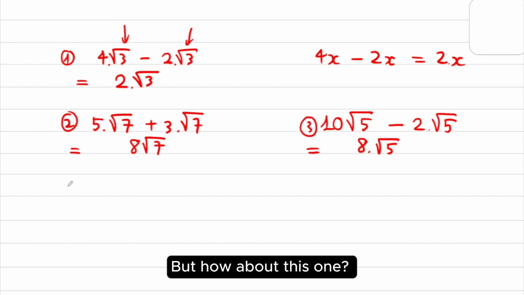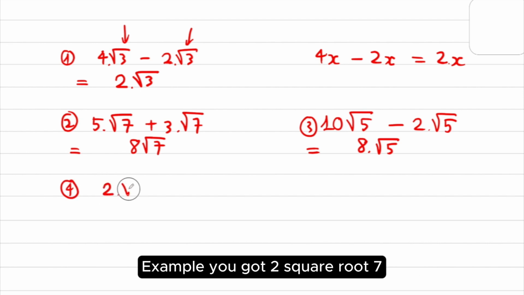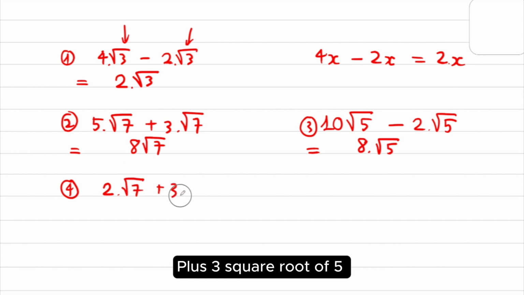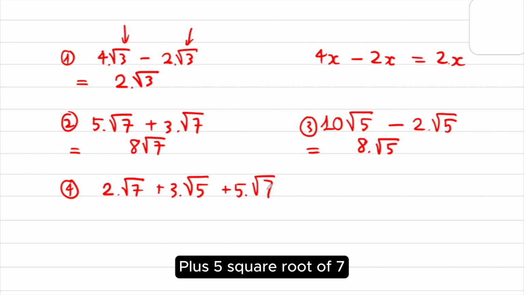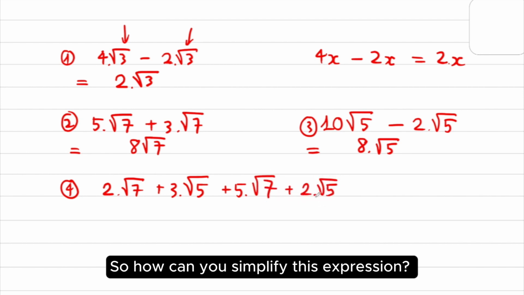But how about this one? Question 4, you have two forms of square root. For example, you have 2 square root of 7 plus 3 square root of 5 plus 5 square root 7, and you have 2 square root of 5. So how can you simplify this expression?